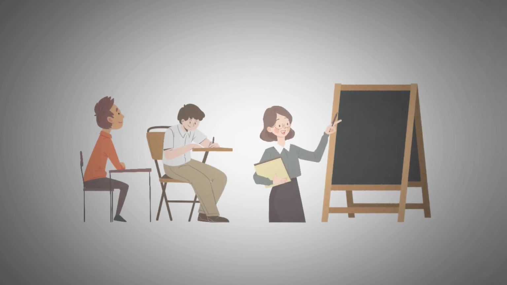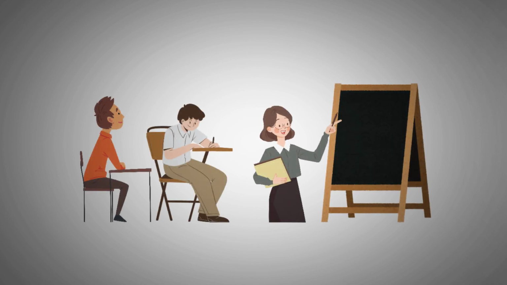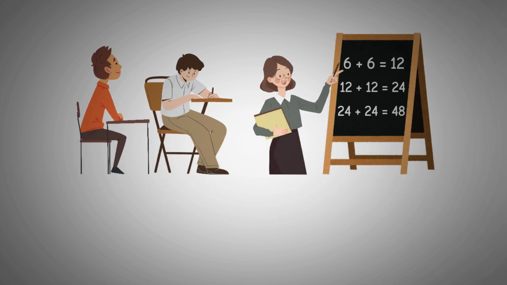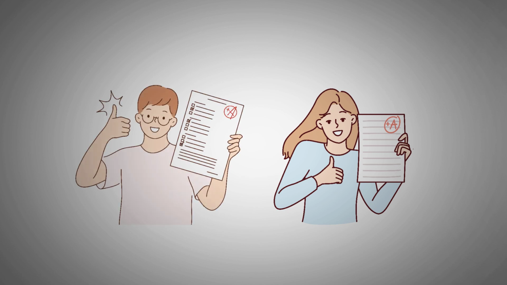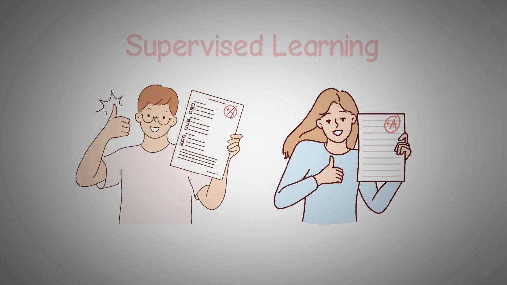Imagine you're a teacher with a classroom full of students learning to solve math problems. You start by giving them a set of problems along with the correct answers. The students study these examples, learning the patterns and techniques needed to get to the right answer. After enough practice, they should be able to solve new problems on their own. This is the essence of supervised learning in the context of machine learning.